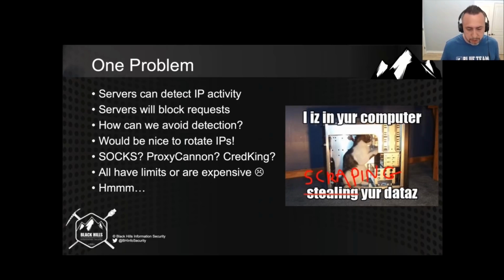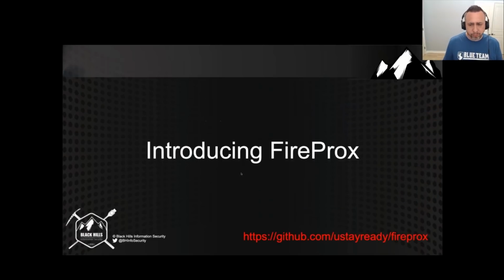It spins up EC2 instances and then routes all the traffic through it. And then CredKing, what you were saying was the 12 IP limits, and that's because CredKing is built using AWS Lambda, which is really cool in what it does, serverless compute, but you're still limited. And so what we did was we came out with this tool called FireProx.